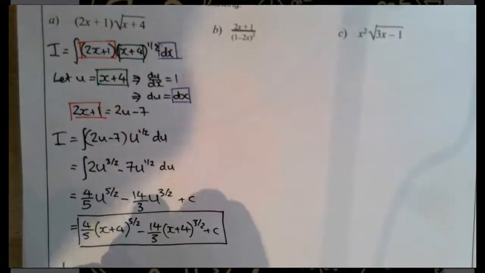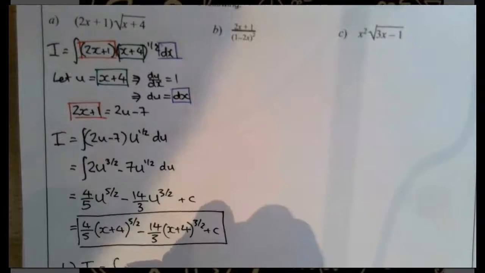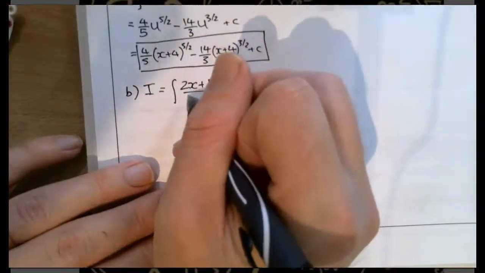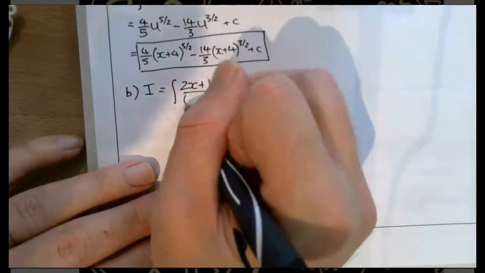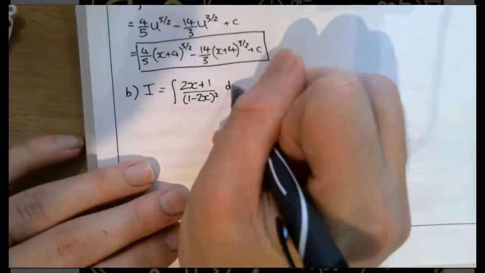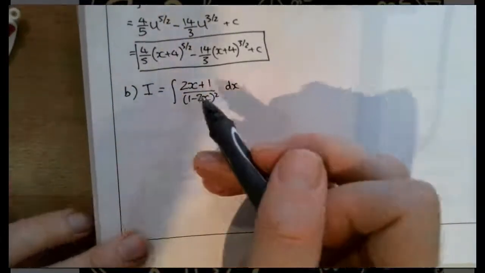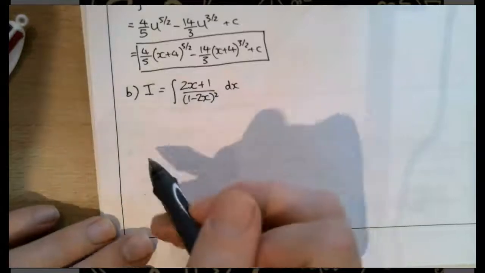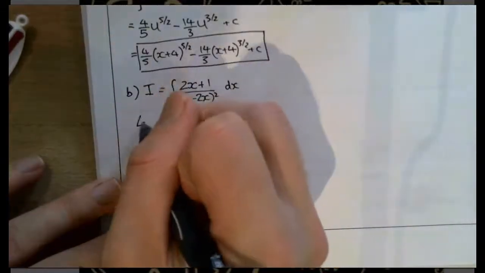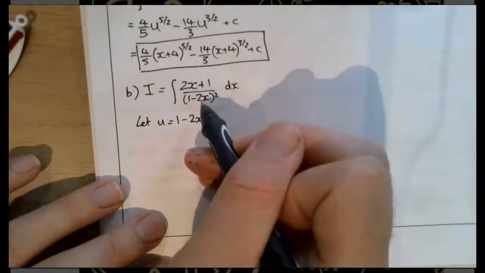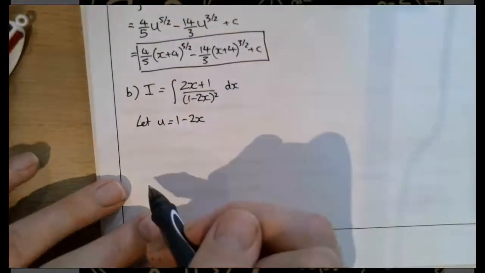So, part B. What's the integral in this case? The integral is 2x plus 1 over 1 minus 2x squared dx. What's the tricky bit? Well, the tricky bit is the quotient here, the denominator, the 1 minus 2x to the power 2. So we let u be 1 minus 2x, and then we try and work out the other bits that we need for our substitution.